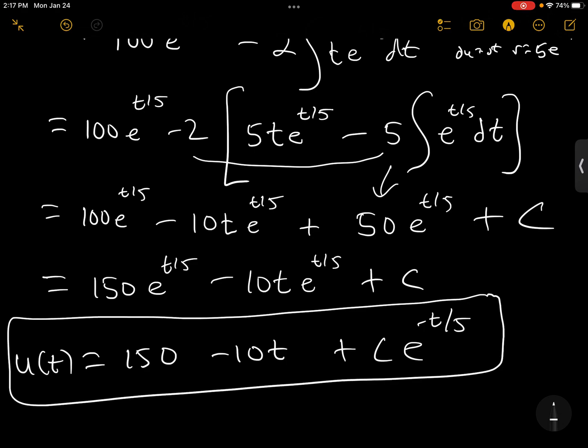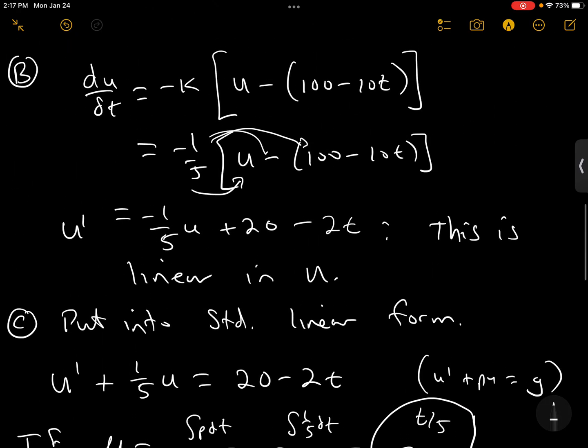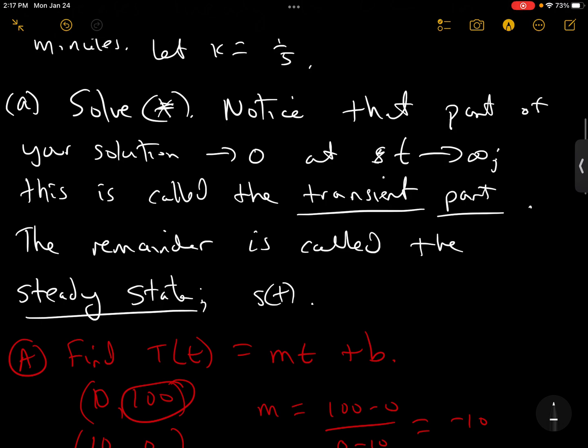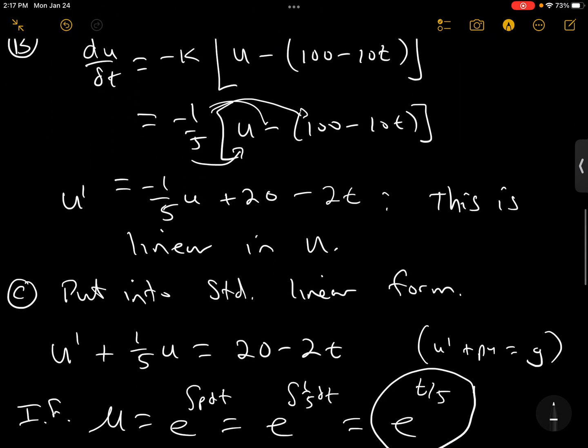And that is our general solution. Okay. So have we done all of part A? Let's check here. Part A said solve star. Okay, we solved. Notice that part of the solution goes to 0. That's the transient, and the remainder is called S of t. All right, so let's do that.